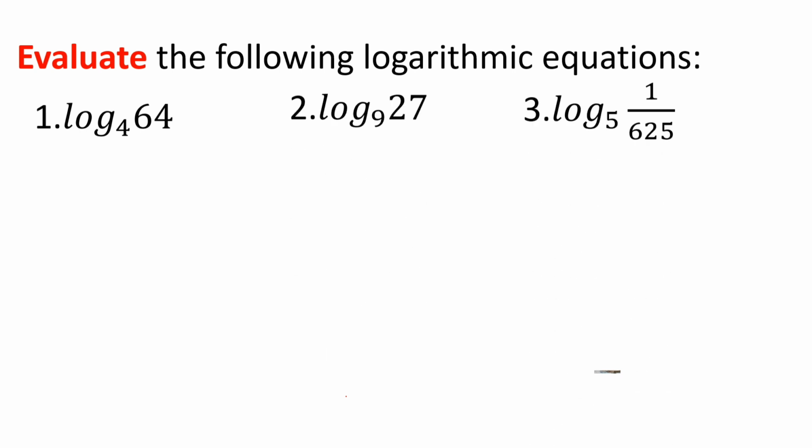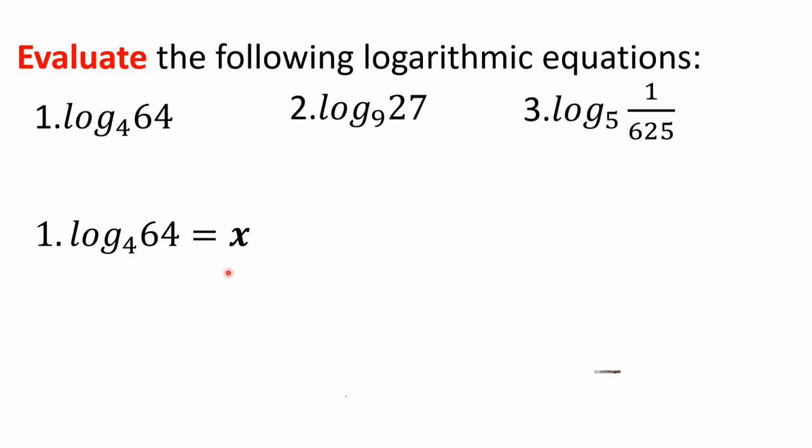Number 1 will be read as log of 64 to the base 4. Number 2 is log of 27 to the base 9, while number 3 is log of 1 over 625 to the base 5. So let us answer number 1 first.